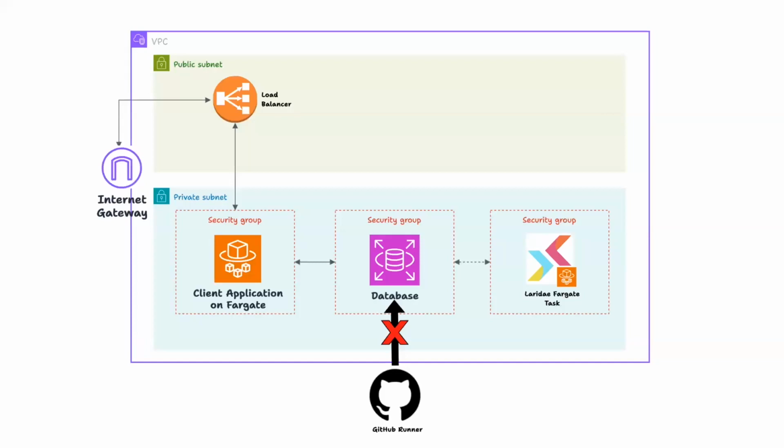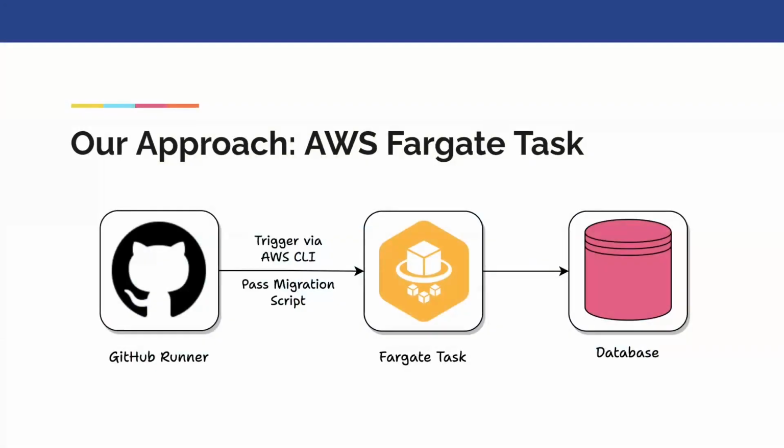We considered several solutions to this problem, but ultimately settled on the following approach. The GitHub runner uses the AWS command line interface to spin up a Fargate task in the user's VPC, which in turn performs the migration. Fargate, which we briefly mentioned a few minutes ago, is a serverless computing engine for containers. So during Laridae's initialization process, we create an IAM user for the GitHub runner to assume with access limited to the required services.